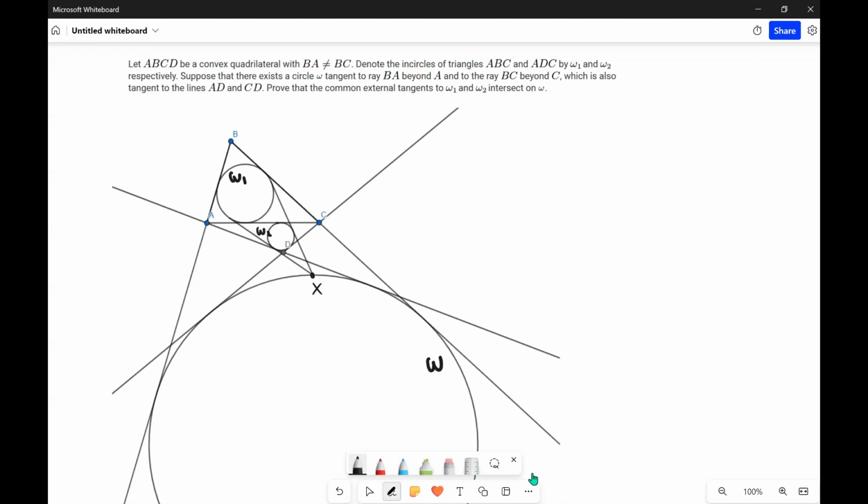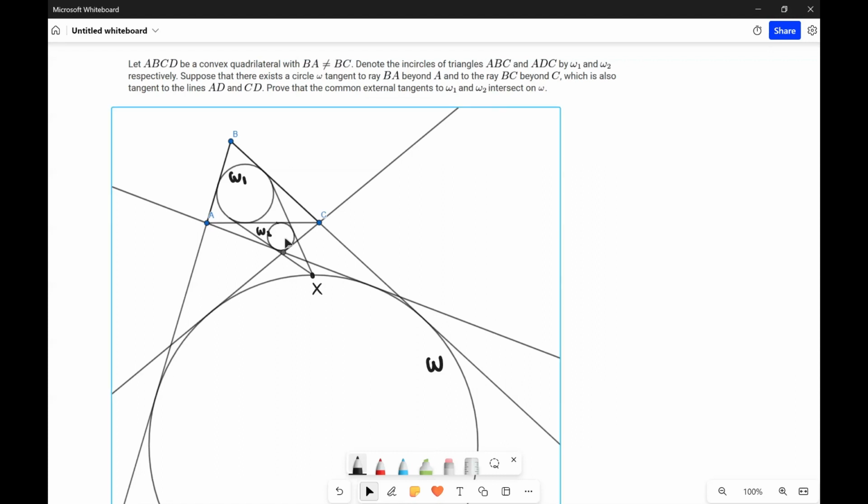Let ABCD be a convex quadrilateral with BA not equal to BC. Denote the incircles of triangles ABC and ADC by omega 1 and omega 2 respectively. Suppose that there exists a circle omega tangent to ray BA beyond A and to ray BC beyond C, which is also tangent to the lines AD and CD. Prove that the common external tangents to omega 1 and omega 2 intersect on omega.